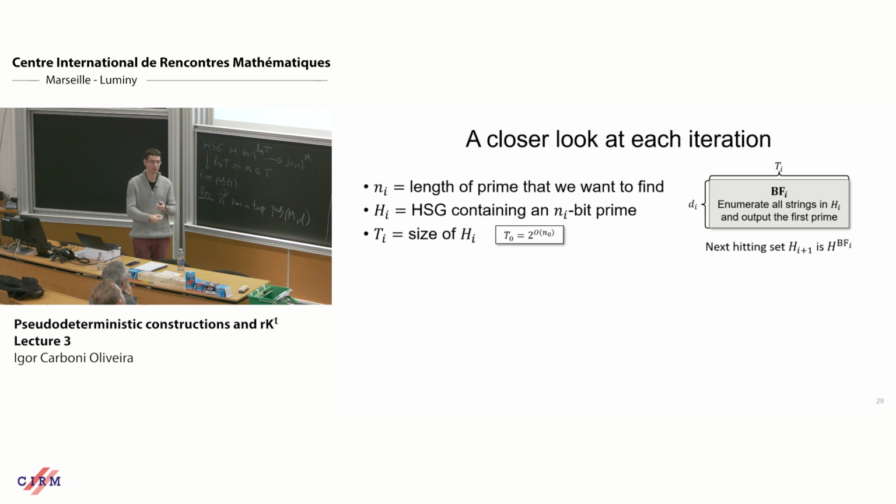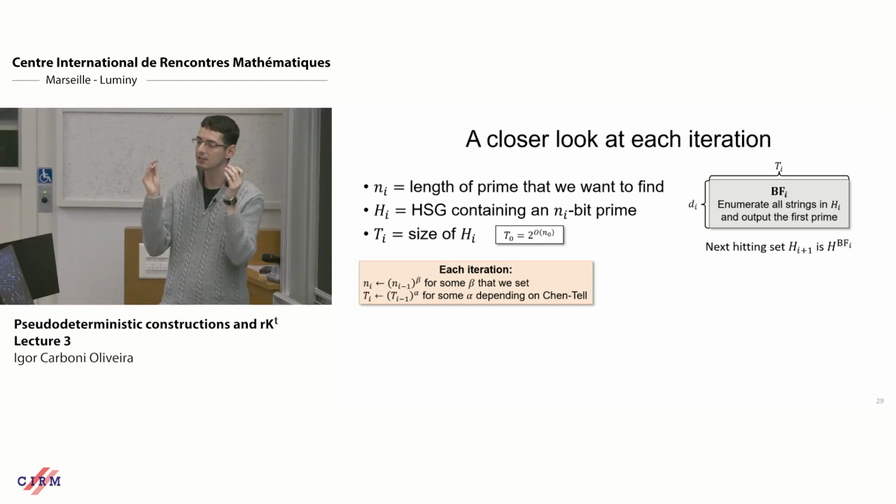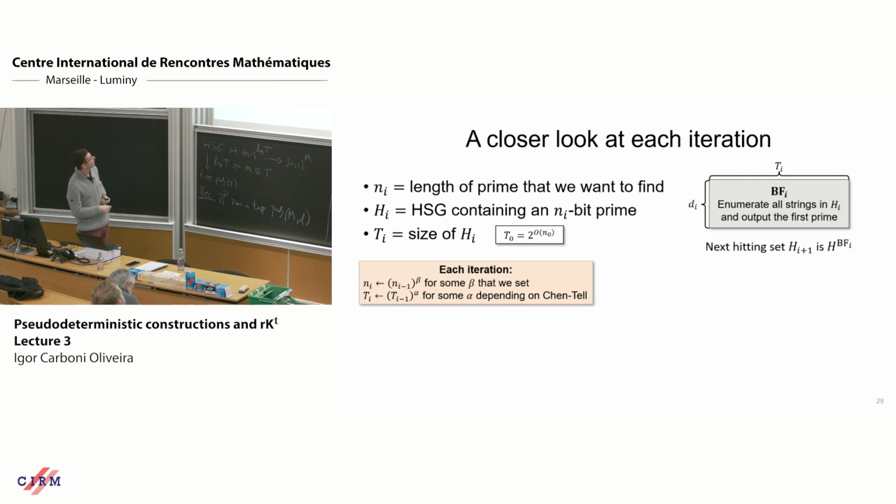The next hitting set uses this brute force search as the function f, and so on. And the key measure of progress here is how the input lengths and the size of the hitting sets are increasing. So the input length grows by some beta that we pick at the beginning of the proof. So that's the stretch we are doing at each stage of the iteration. And the running time or the complexity of producing the hitting sets increases with an alpha exponent. So that's a fixed constant that only depends on the Chantel construction.